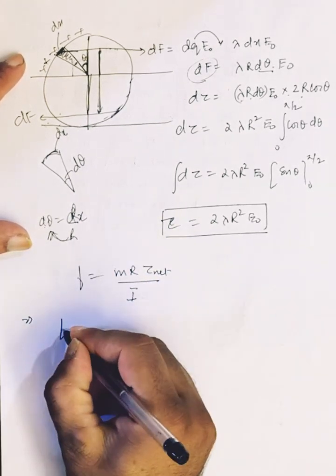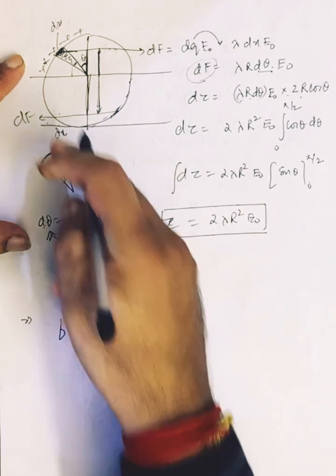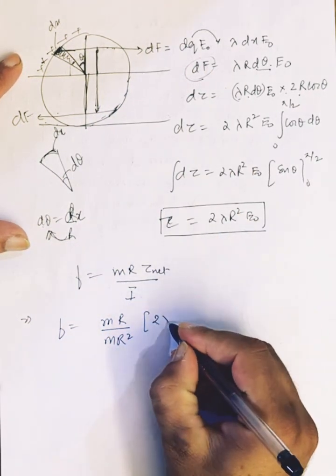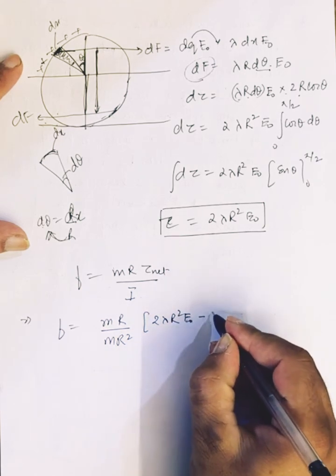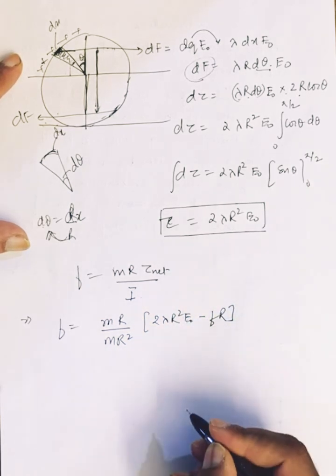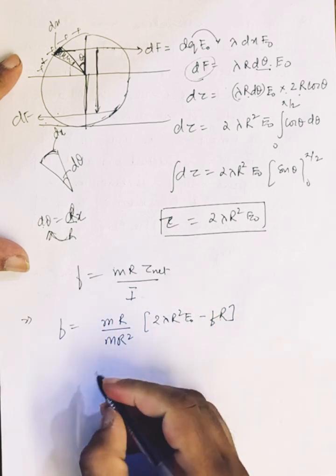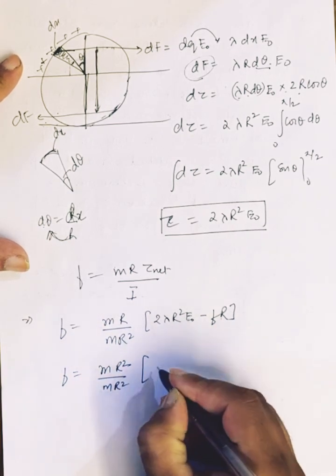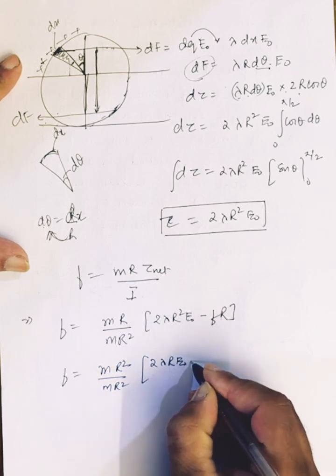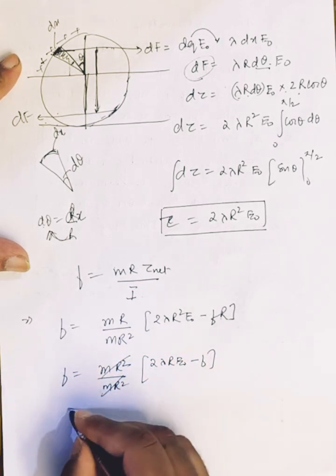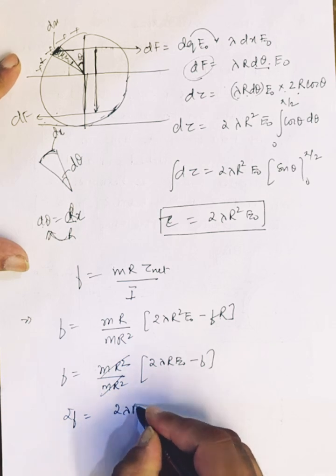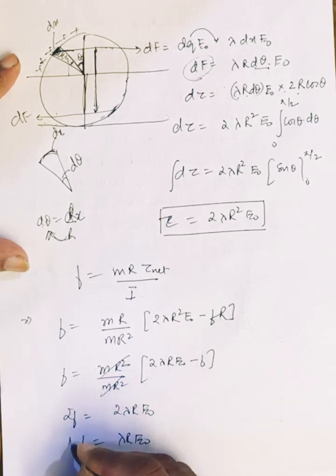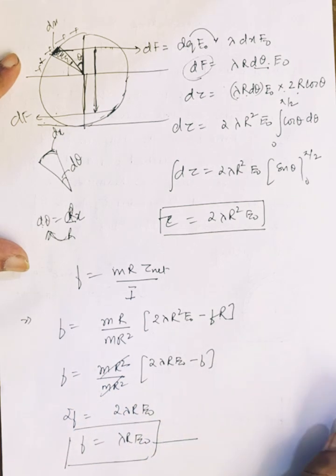Now let's put in all the values. m is m, r is r. It's a ring, so I is m r square, and the net torque would be 2 lambda r square E naught minus FR. That is what we did. Now you can take r outside, so we get m r square upon m r square, so we get 2 lambda r E naught minus F. So this gets cancelled, and I'll get 2F is equal to 2 lambda r E naught, and F is equal to lambda r E naught. That is the answer to the question: the friction acting on the ring.